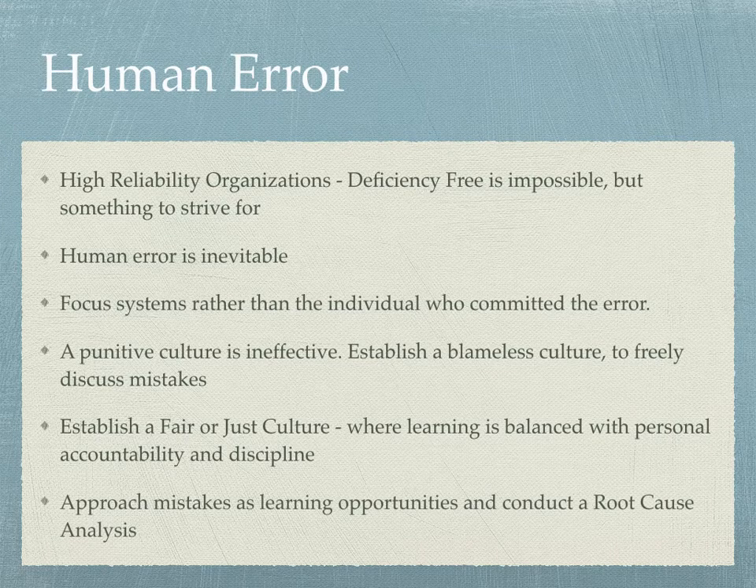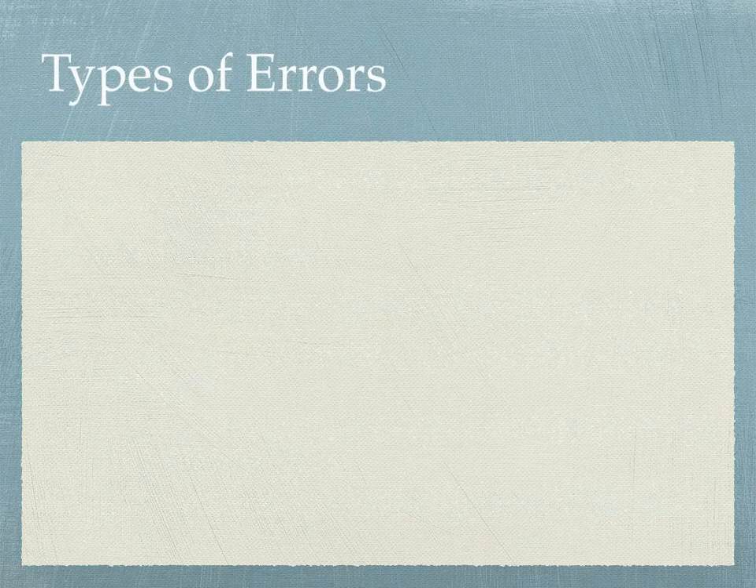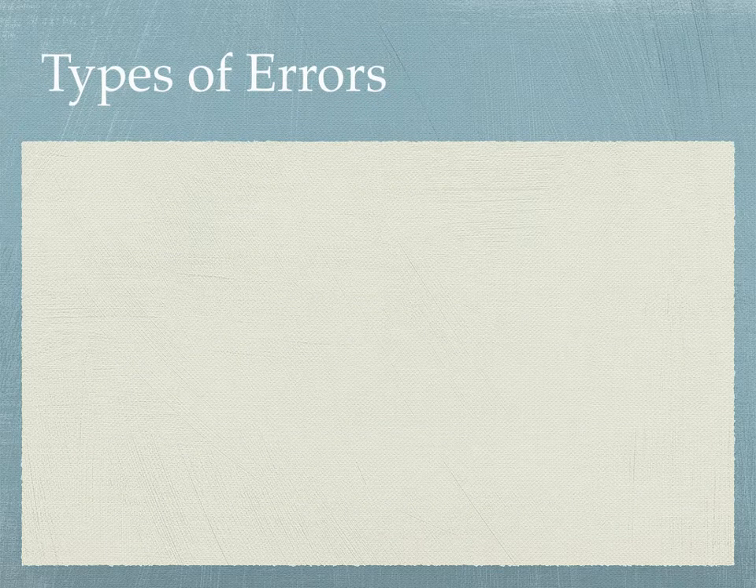This can also empower frontline staff to approach mistakes as learning opportunities and identify the source of the problem, which can be done by conducting a root cause analysis. We will talk more about this later in the presentation. So when we mention establishing a blameless culture, by no means does this indicate that nobody is held accountable for their actions. It is about what is fair or just, depending on the behavior behind the error.